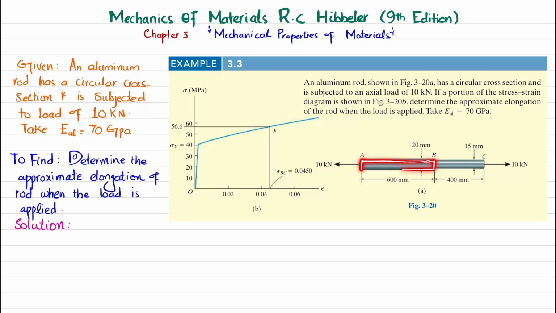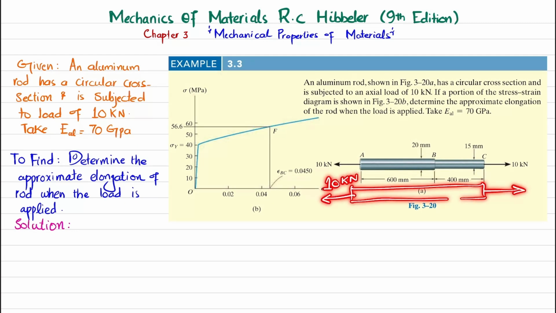So you can see this is the rod, a step rod having a 10 kilonewton tensile load. The diameter of portion AB is 20 millimeter, while the diameter of portion BC is 15 millimeter. And this is the stress-strain diagram for this aluminum rod when it is subjected to load. So you have to determine the total elongation in this rod due to this 10 kilonewton load when it is applied on this aluminum rod. So let's start with the solution.